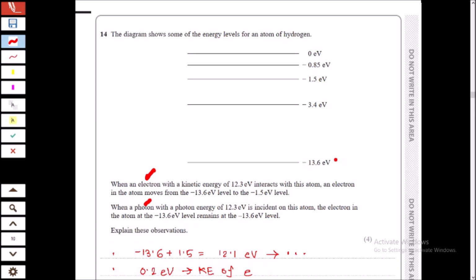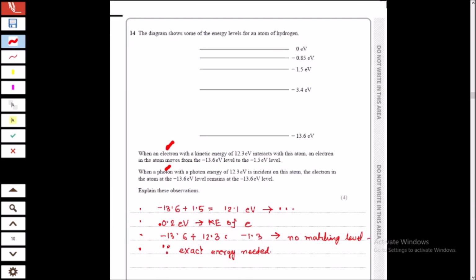Why does that happen? Here once again I have used short forms to save time, but listen to the answer carefully, then you can construct your own answer. The gap between −13.6 and −1.5 is 12.1 electron volts.